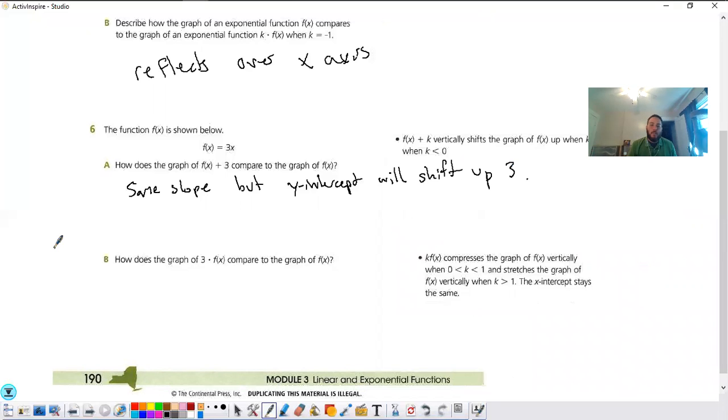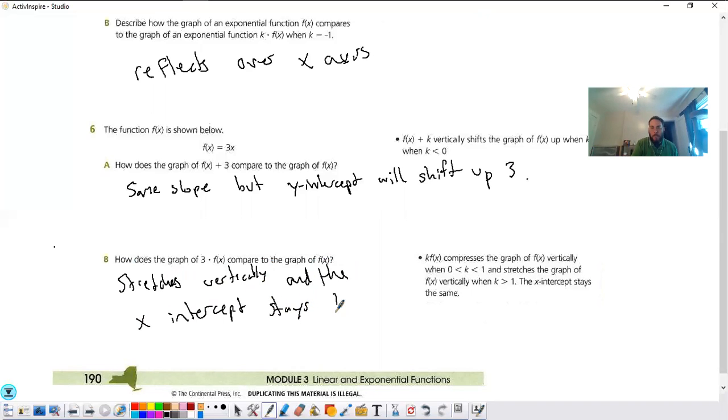B says, how does the graph 3 times f of x compare to the graph of f of x? So here, we're multiplying by k to the whole function. So what we're doing here is we're actually stretching the graph vertically, and the x-intercept stays the same. So we can just write that down. It stretches vertically, and the x-intercept stays the same.